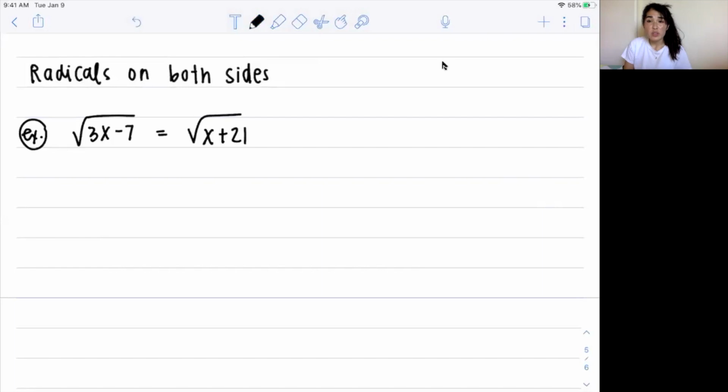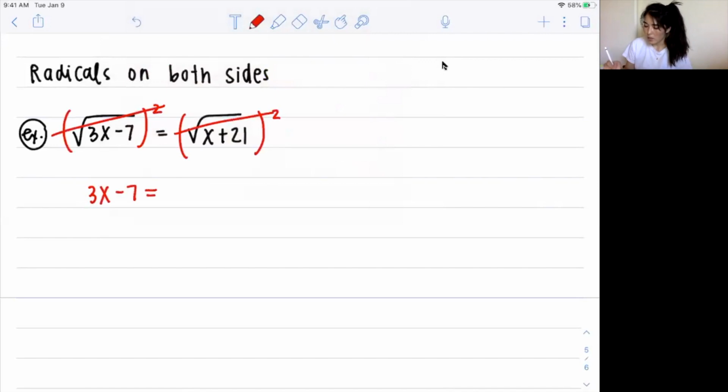What you would do in this case, though, is actually you would want to get rid of the square root signs. And just like we saw before, if we square one side, so if I got rid of it on this side by squaring it, I would just have to make sure that I would do the same on the other side. And so that square term would cancel out that square root right away. All right, what that would leave me with then is going to be what's underneath the radical sign. 3x minus 7 is equal to x plus 21. And then from there you would solve.